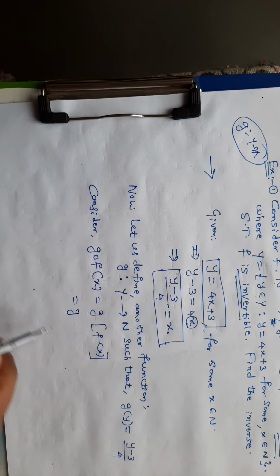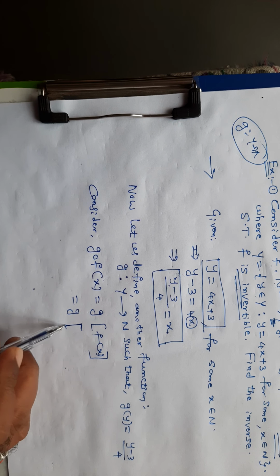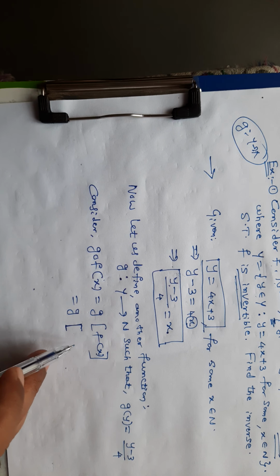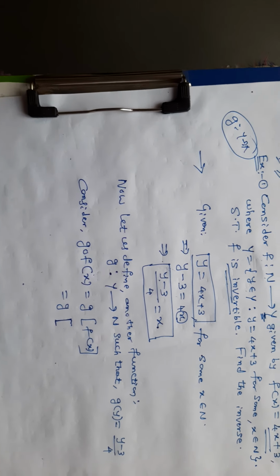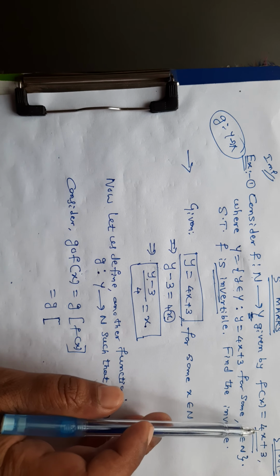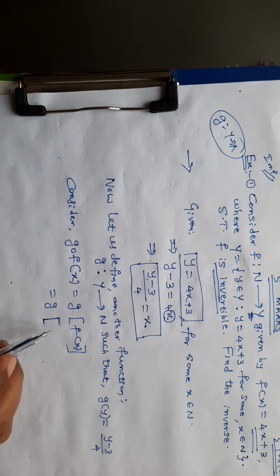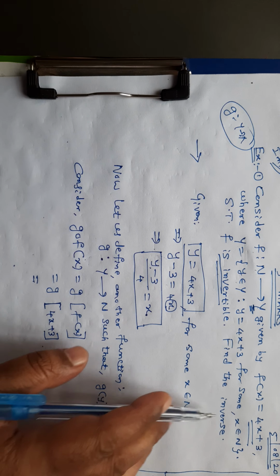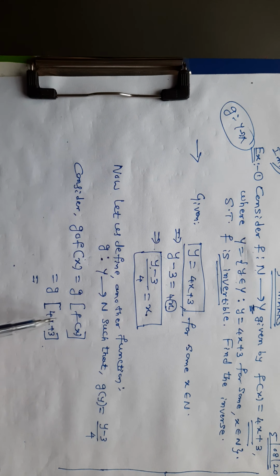So you can say here g of f of x. So f of x means, that is given in the problem, 4x plus 3. So that is 4x plus 3. See here now, this is f of x, 4x plus 3. So g of y. So you treat this whole thing inside the bracket as y. See here, g of y.